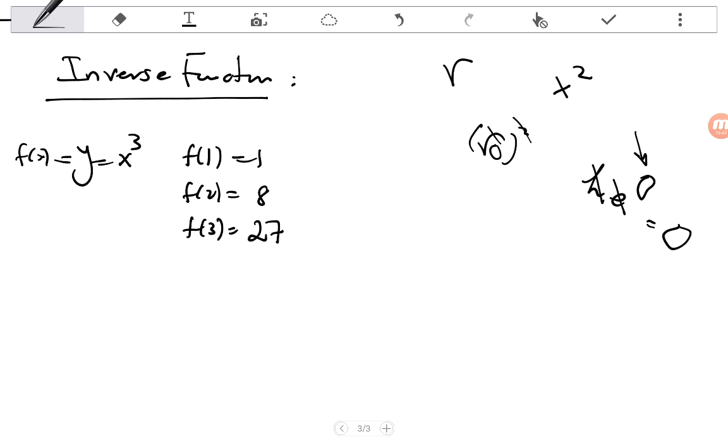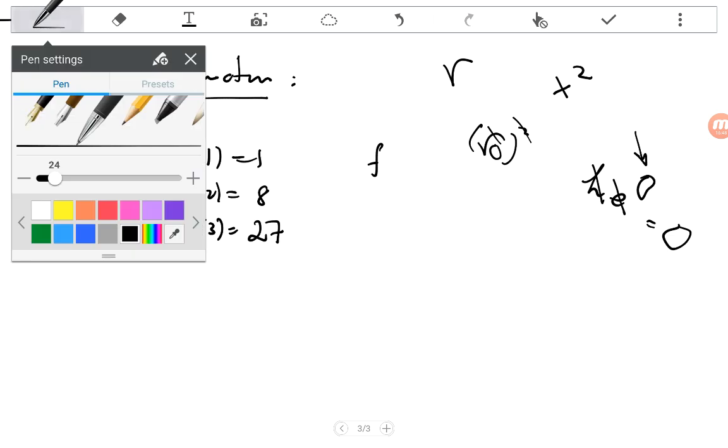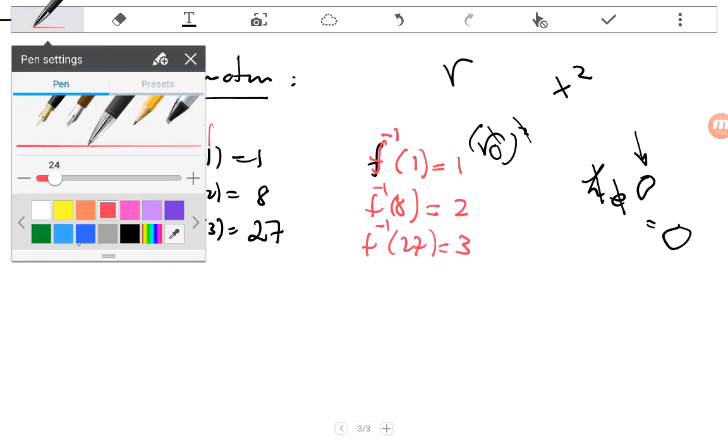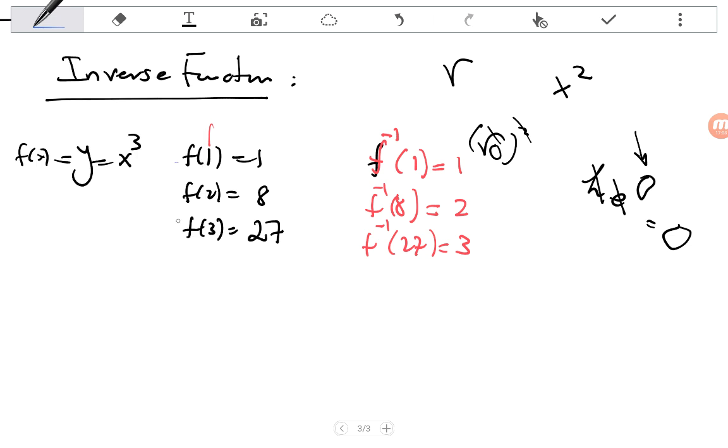What is an inverse operation? An inverse operation is a function that takes the outputs. When I say f inverse, what is f inverse of 1? It is 1. What is f inverse of 8? It is 2. What is f inverse of 27? It is 3. Now let's check the points of this function and the points of this function. The points of this function are 1 and 1, and 2 and 8, and 3 and 27.